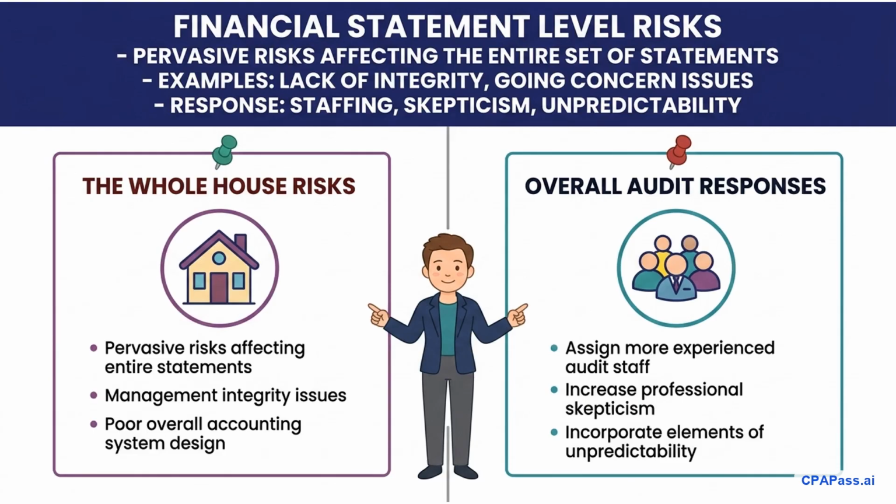Examples include a lack of management integrity, a poorly designed accounting system, or going concern issues where a company might stretch the truth everywhere to avoid bankruptcy. These risks cast doubt on all numbers. To respond, we use overall responses: assigning experienced staff, increasing professional skepticism, and adding elements of unpredictability to our testing.